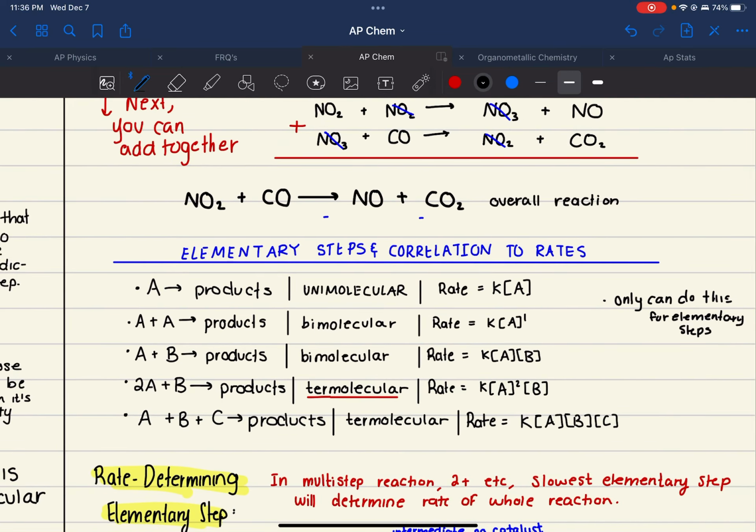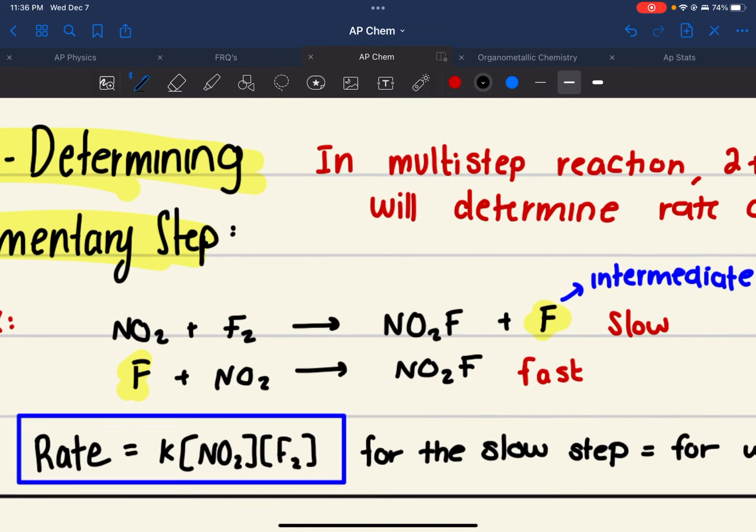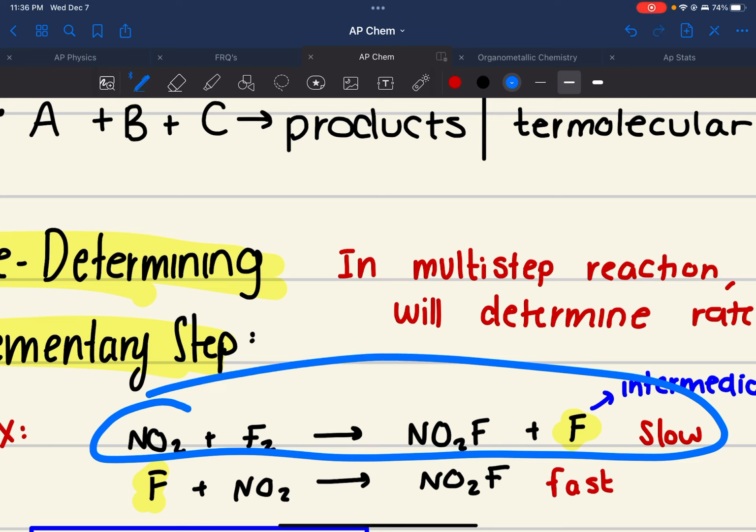So, only for elementary steps can you determine your rate from an elementary step. What I mean by this is, in a multi-step reaction, meaning two or more, the slowest elementary step will determine the rate of the whole reaction. So, let's say you have these two reactions and they will explicitly tell you this one is slow, this one is fast. You look and you take the slowest one. This is going to determine your rate.